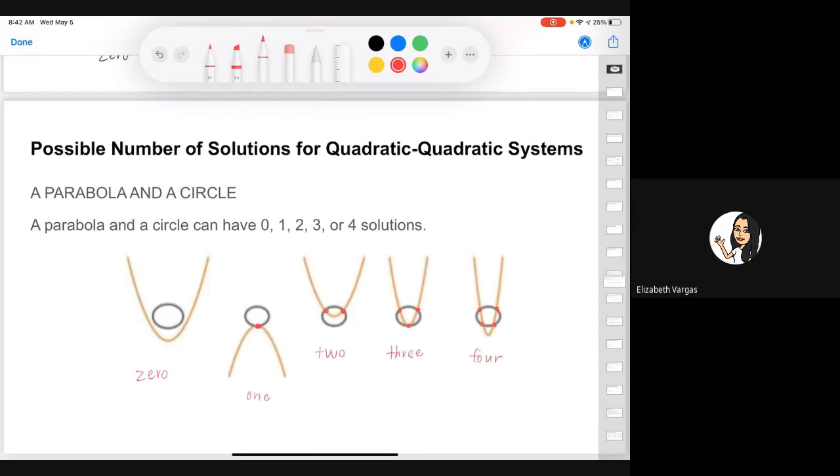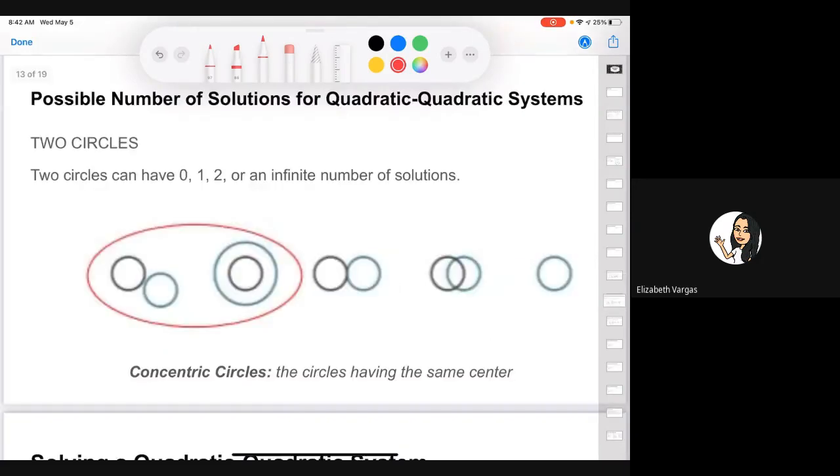So you just want to identify how many points of intersection you have, and that will tell you how many solutions you have. And then lastly, whenever we have 2 circles, we can again have 0, 1, 2, or infinitely many solutions.